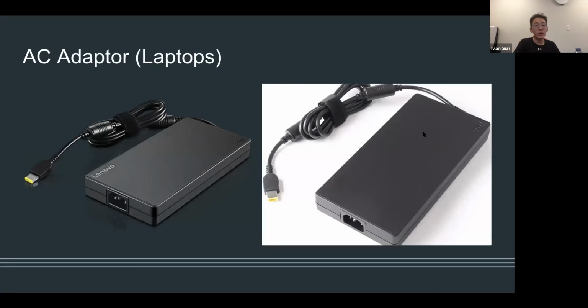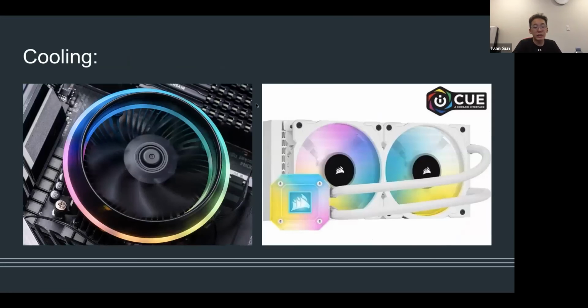Okay, next is the AC adapter. This is for laptops. You're plugging this into the wall and then into your computer to power your laptop. There aren't any power supplies in laptops, as power supplies are quite big. So it's easier to have an AC adapter into your laptop and a battery that stores electricity.